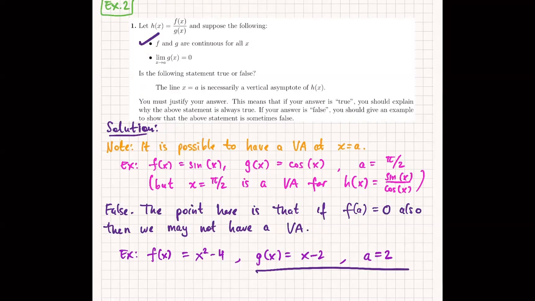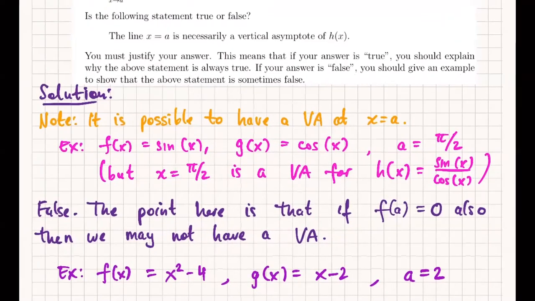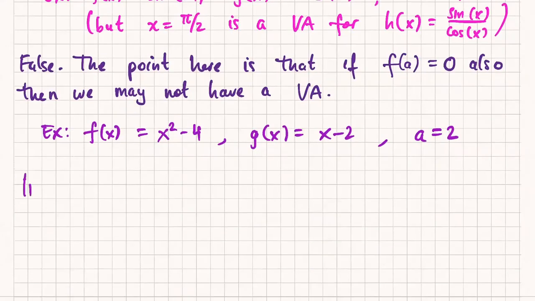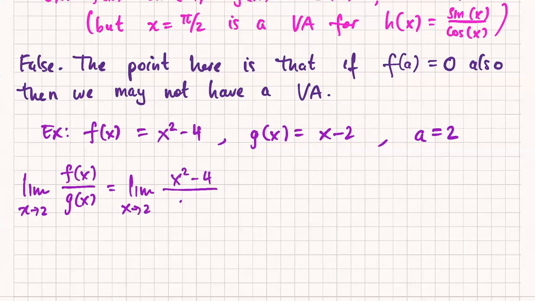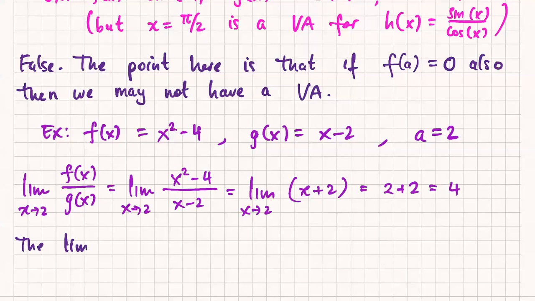And let's see specifically why this is not a vertical asymptote. Well, just compute the limit. Right, we get cancellation. Everyone knows difference of squares. So we cancel, we get x plus 2. And then I substitute and I get 4. The limit is not infinite, the limit is finite. So x equals 2 is not a vertical asymptote.